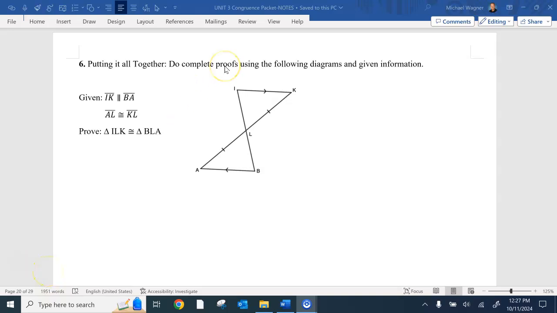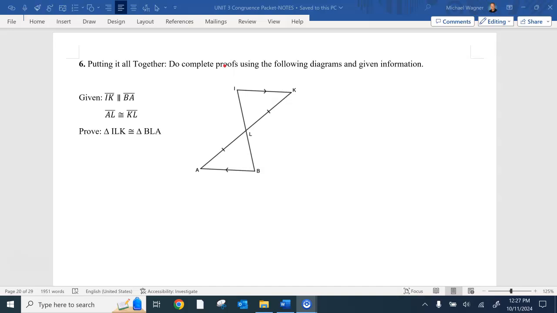Okay, so today we're going to use what we know about finding geometric reasons to show that something is true, or to prove it, by doing a complete proof. So if you remember, I'm going to show you the two-column proof method.